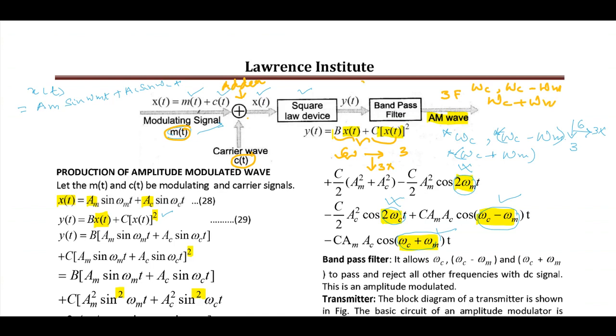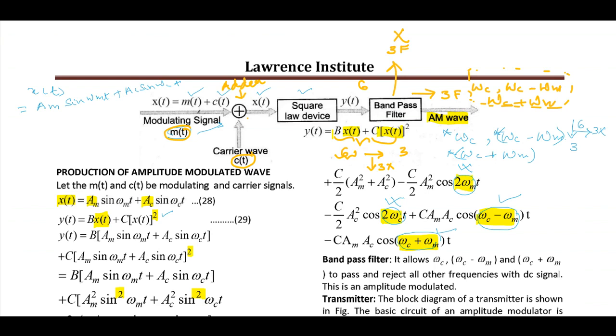Here I have got 6 frequencies. From these, 3 frequencies are eliminated. I write it with F, F means frequency. These 3 frequencies are eliminated, and only these 3 are passed on to the output. In this way, we get the signal which is to be transmitted. Now this should be fed to the transmitter. This is a transmittable signal. This is required to be fed to the output.